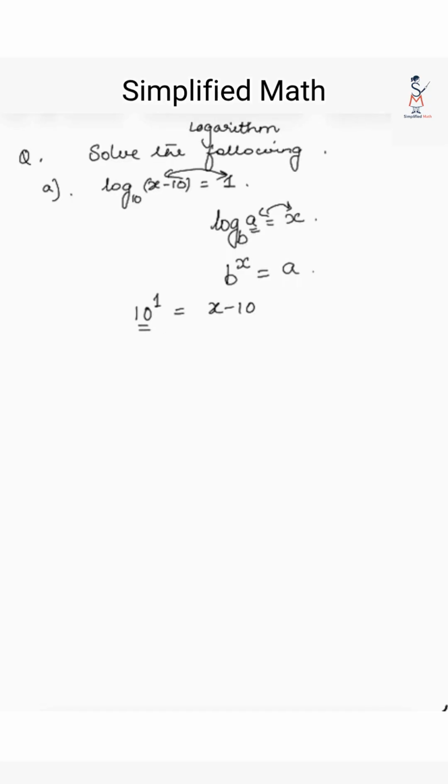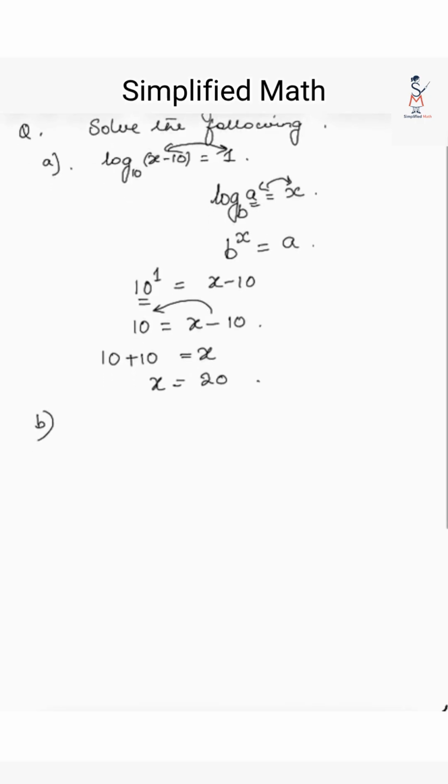That is 10 raised to the power 1 is equal to x minus 10. That is 10 is equal to x minus 10. Minus 10 we will take to the other side so x will remain alone. So minus 10 comes here, it becomes plus 10. So x becomes equal to 20. Fine. So the value of x is 20 in the first case.